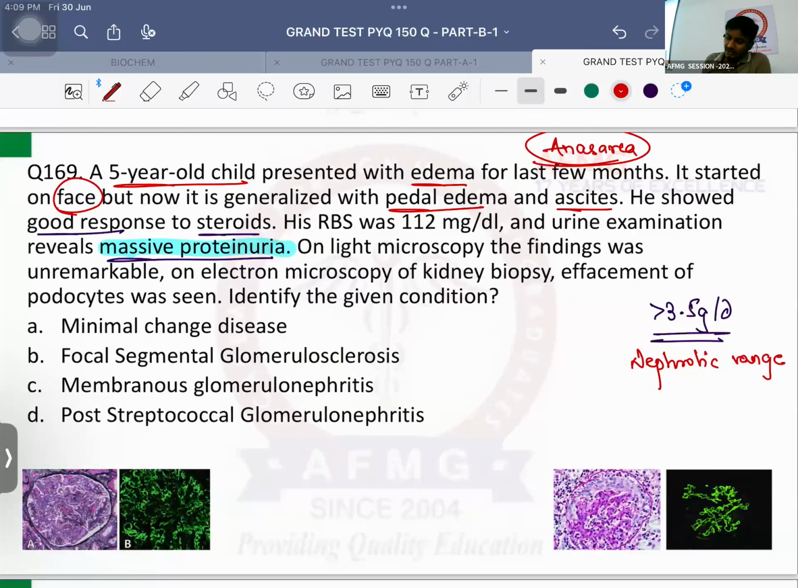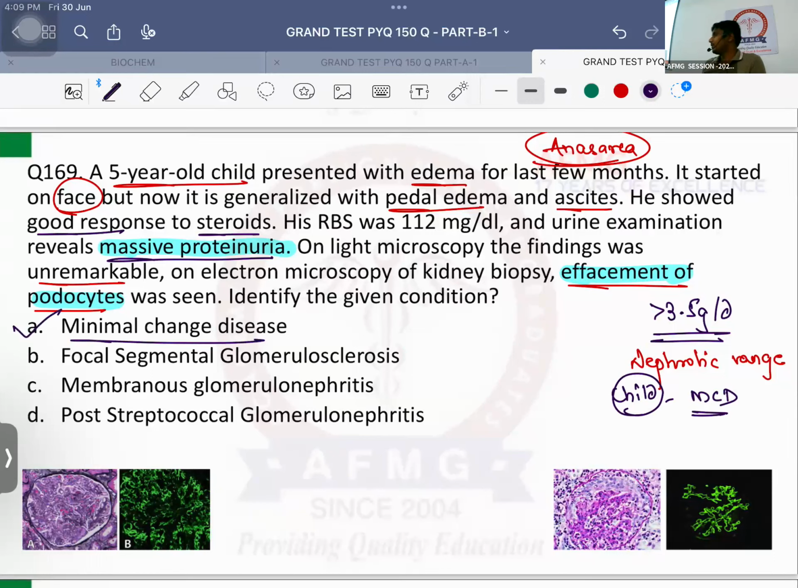On light microscopy, the findings were unremarkable. What does unremarkable mean? Absolutely normal. Nothing is seen on light microscopy. On electron microscopy, the kidney biopsy shows effacement of podocytes. Effacement of podocytes is seen in two conditions. One is minimal change disease. Second is FSGS. Important. FSGS occurs in elderly or children. Most common cause of nephrotic syndrome in adult patients is usually FSGS. Most common cause of nephrotic syndrome in children is definitely MCD, that is nothing but minimal change disease. Identify the given condition. It is A, minimal change disease.